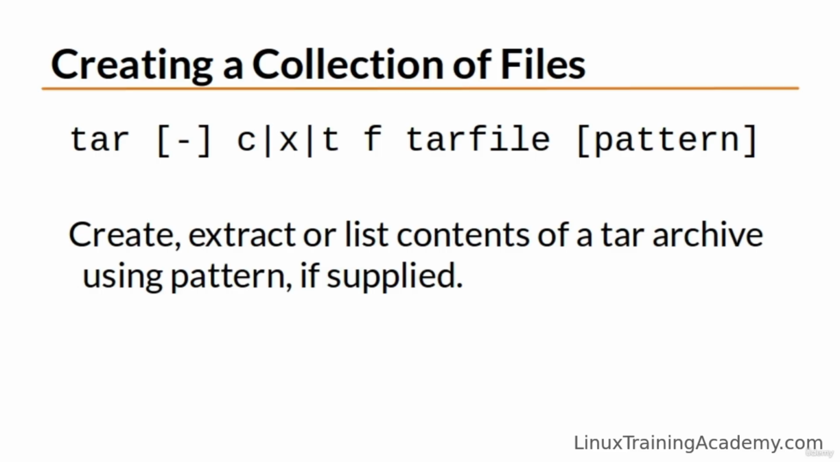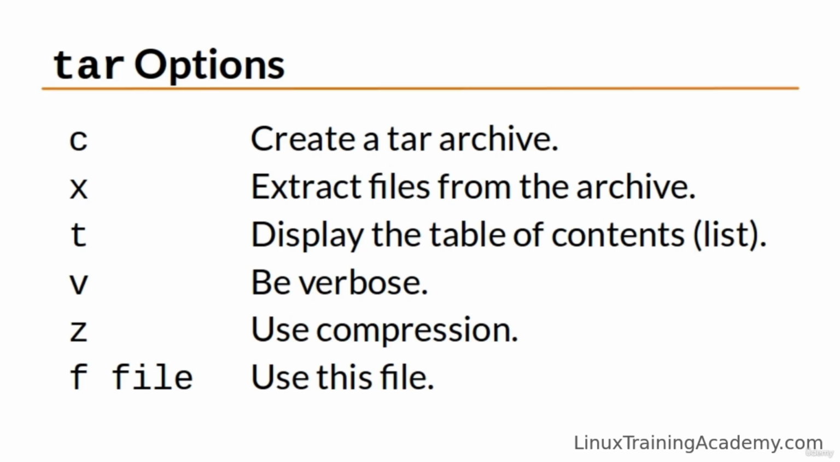You'll notice that tar does not require a hyphen to precede its arguments. The hyphen or the dash is in brackets. Traditionally, the hyphen is excluded, but tar still works with it. So if you see tar space cf file.tar, it's the same as tar space -cf file.tar. Some of the most commonly used tar options include c, to create a tar archive, x, to extract files from the archive, t, to display a table of contents, v, to be verbose, z, to use compression, and f, to specify the file that you'll be working with.